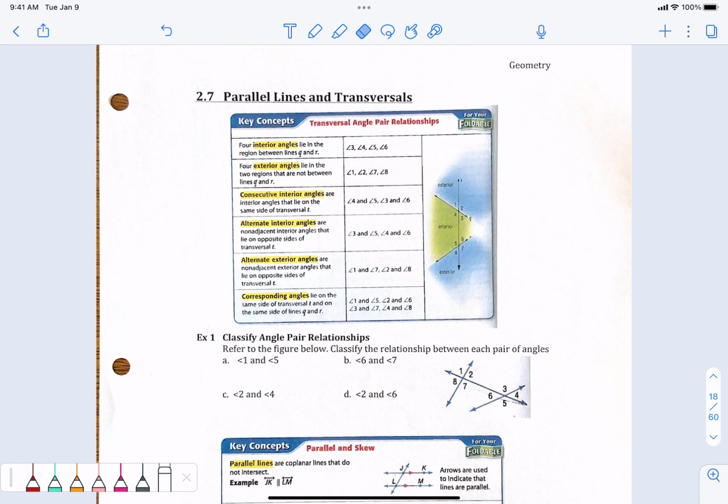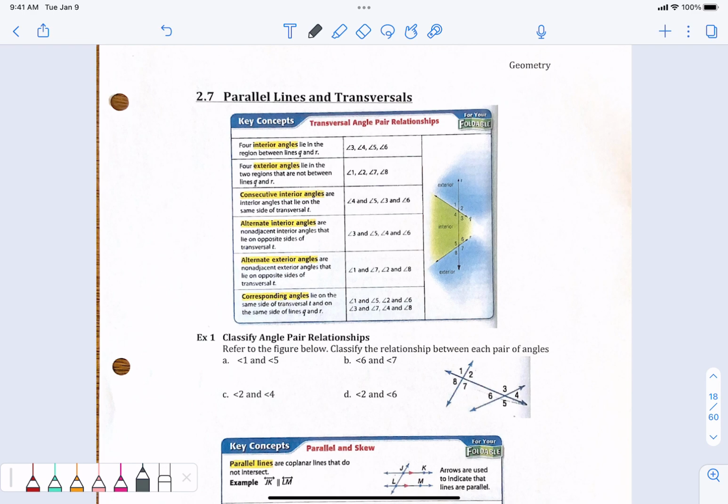Hello, Carson and Reese. We are doing 2-7 parallel lines and transversals. I had them do a little activity before we started, so they're maybe a little bit ahead of where you are. I'm going to go through this a little bit faster than I would have normally, but they kind of know where some of this stuff is already. So here we go. Try to keep up.